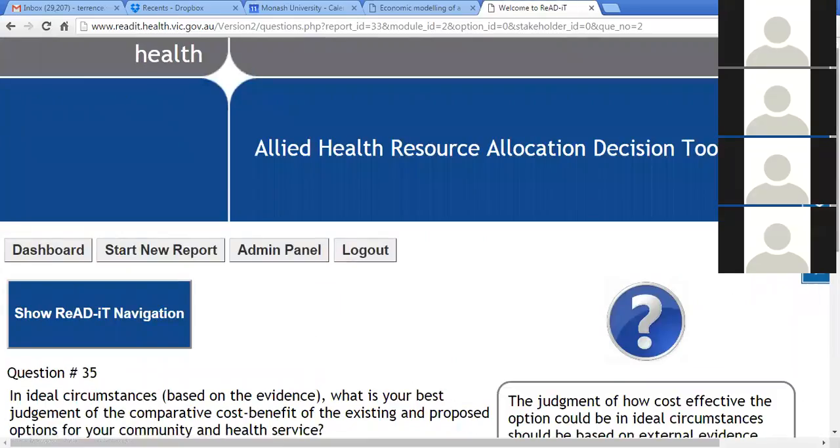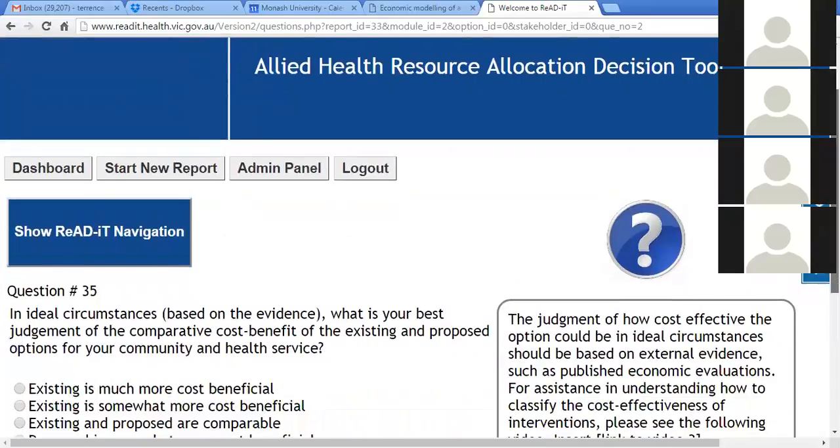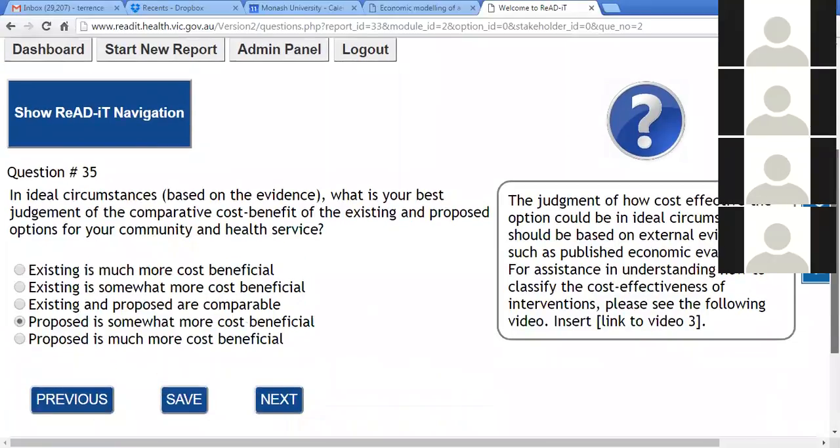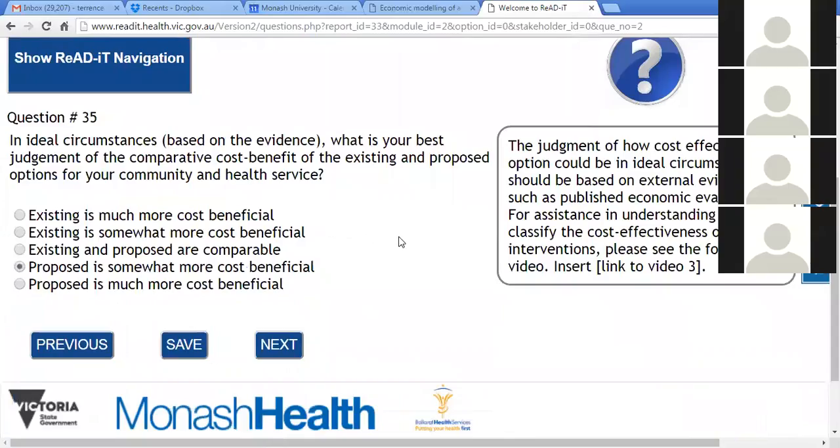Question 35. In ideal circumstances, what is your best judgment as to the comparative cost benefit or cost effectiveness of the existing and proposed options in your community and health services? At the moment, I've said that the proposed service is probably going to be more cost beneficial. So when making resource allocation decisions, it's not just about whether a service works or not. It's about bang for your buck.